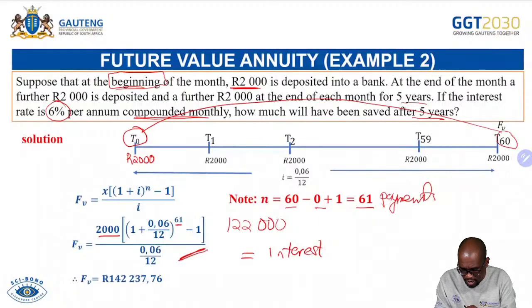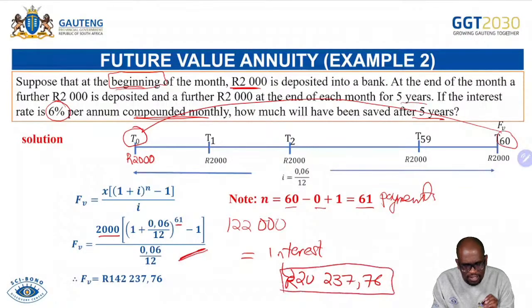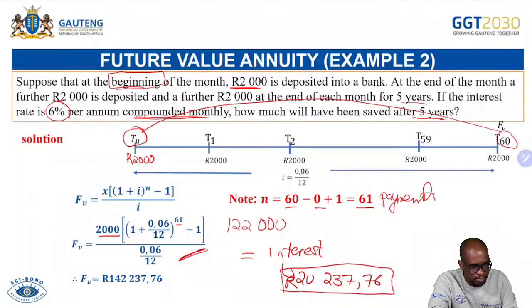If I check it in the calculator, 142,237.76 minus 122,000, I can see that the interest is 20,237.76. So you've earned interest of 20,000 in 5 years. That is the power of investment. All right, let's move on.